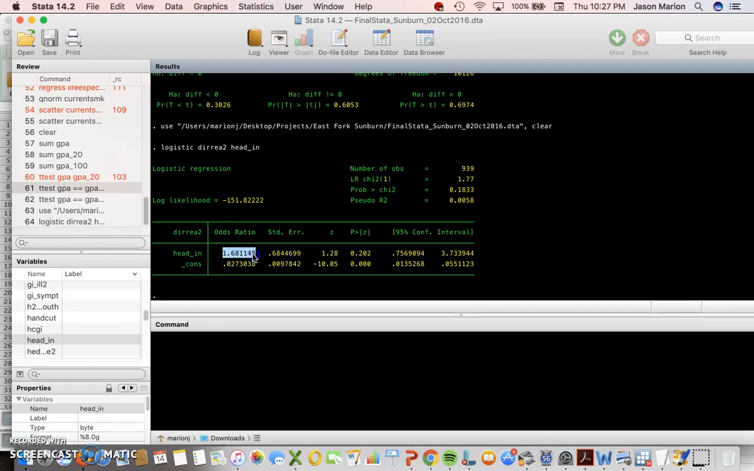The estimate here is 1.68, and we're 95% sure that the true relationship in this particular model is actually an odds ratio between 0.75 and 3.73. So the true odds ratio for the beach lies between here. And since 1 is included, guess what? It's not significant. The p-value is 0.202.